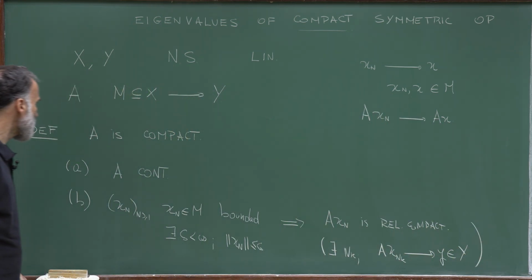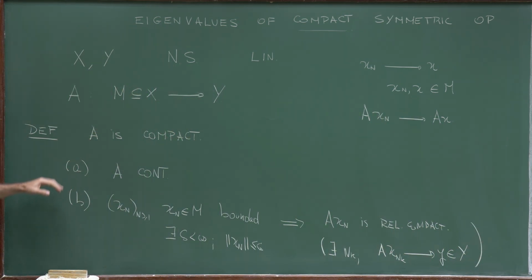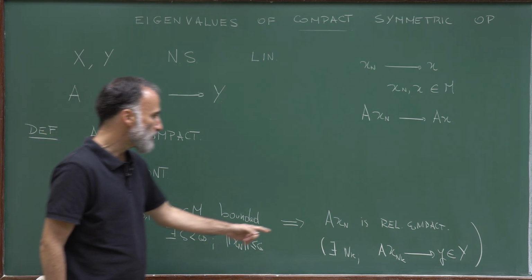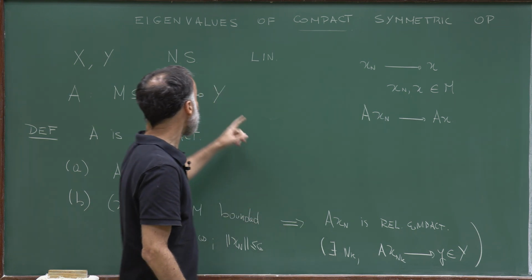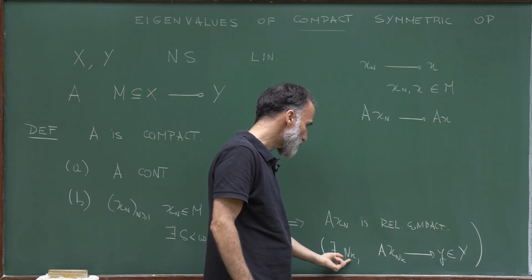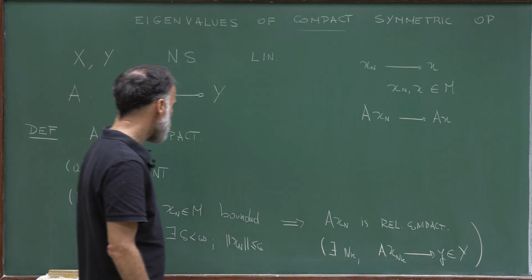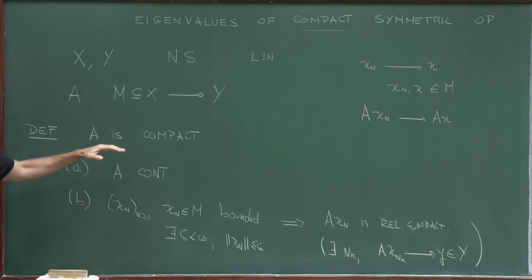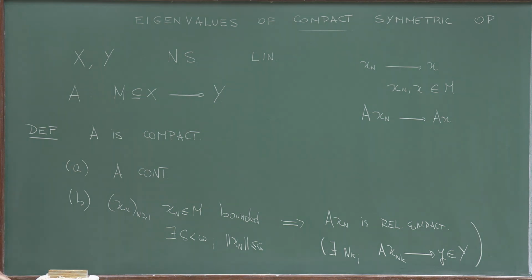So I will say that an operator A is compact if these two conditions are matched: first, that A is continuous, and then that for any bounded sequence xn, the sequence AXn in Y is relatively compact, which means that I can extract a subsequence which converges. If these two conditions are matched, I would say that the operator A is compact, and note that I'm not requiring any of these objects to be linear.